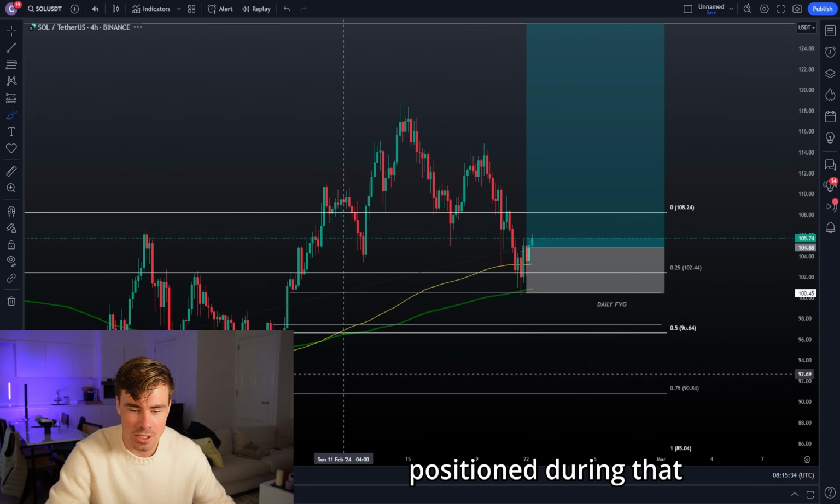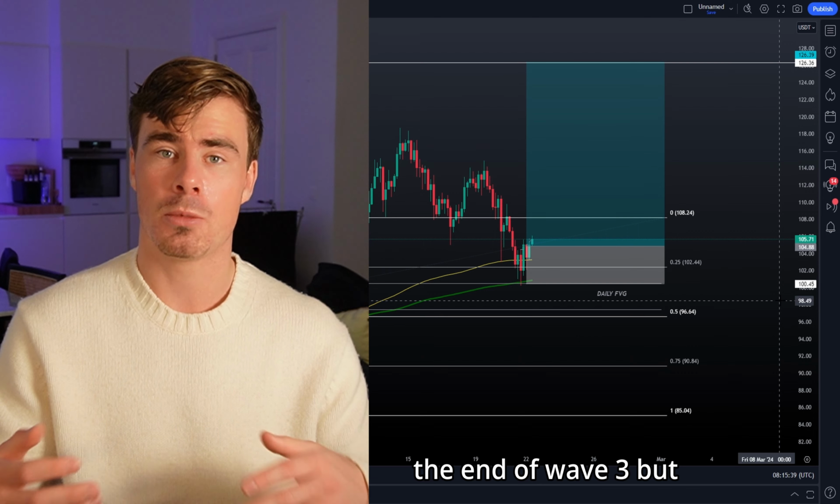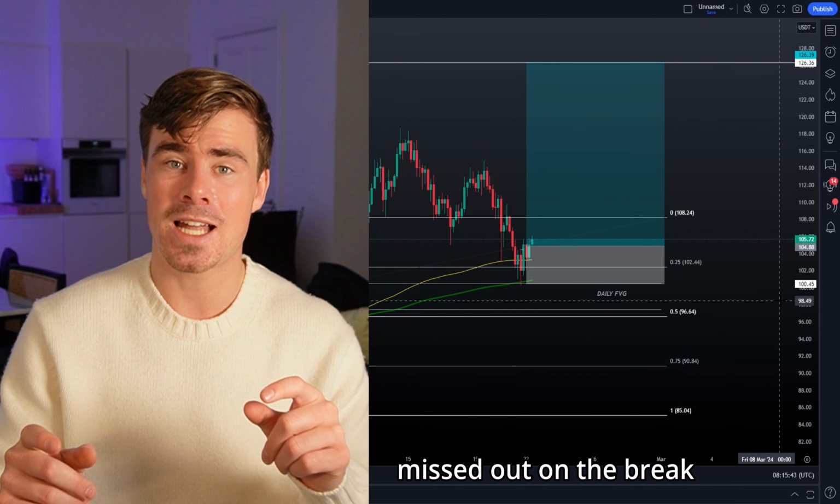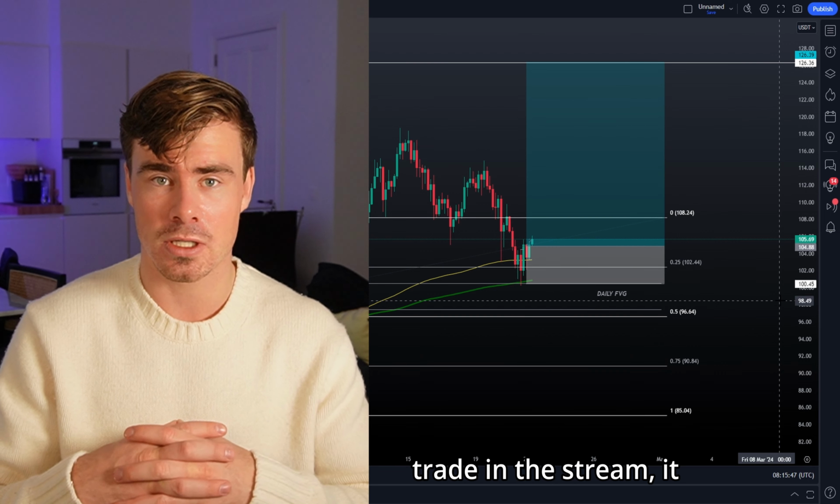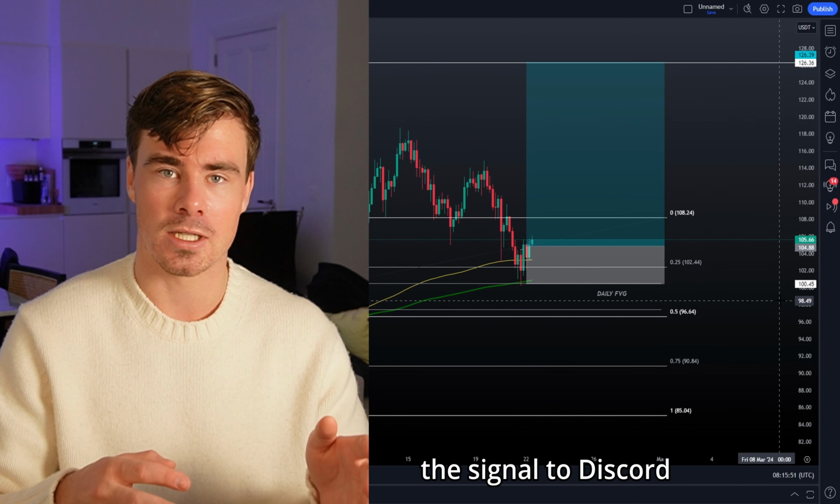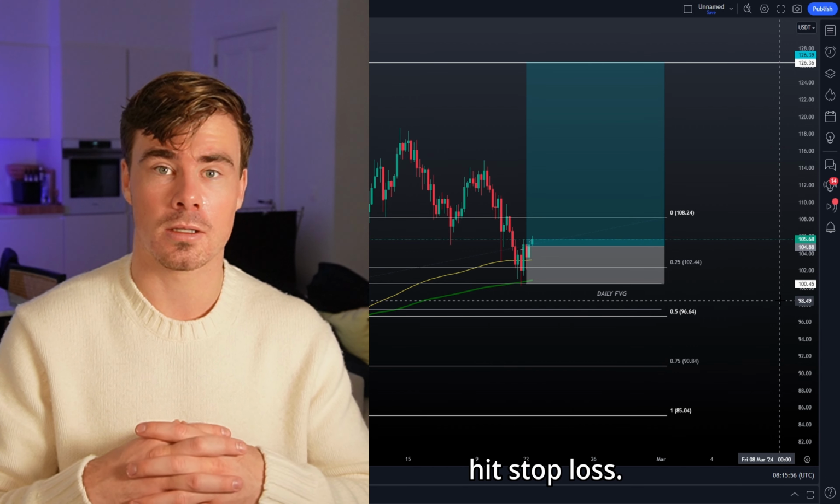And if you want to be positioned during that wave, you obviously do not want to wait for the end of wave 3, but you want to anticipate. So I'm a little late over here. Usually I would set limits, but I missed out on the break of structure because I was quite busy yesterday. But I planned this trade in the stream. It is following the plan, so right now I have just market entered over here, obviously gave the signal in the Discord, and right now we can see if we get some profit on this, or if we hit stop loss.